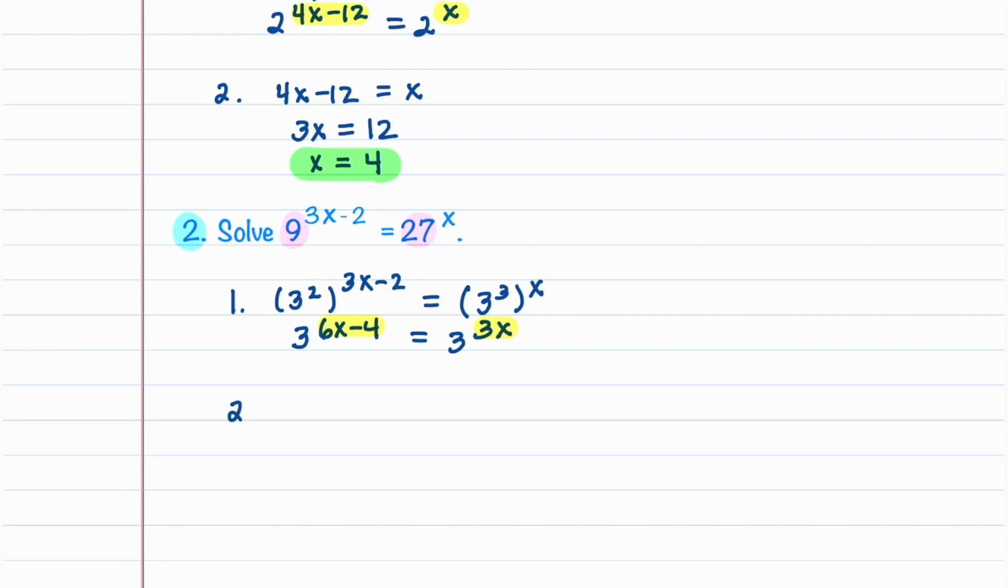So let's go ahead and do that in our second step. We have 6x minus 4 is equal to 3x. Let's bring the x's to the left and our constant 4 to the right. So we're going to subtract 3x, so that gives us 3x on the left, and then 4 on the right. Then we're going to divide by 3, and we get x is equal to 4/3. And that's the solution to our equation. Let's now look at some examples where we can't write each side of the equation in terms of the same base.